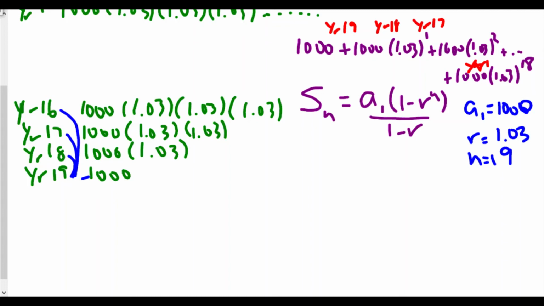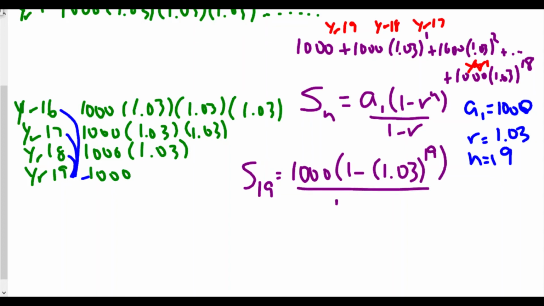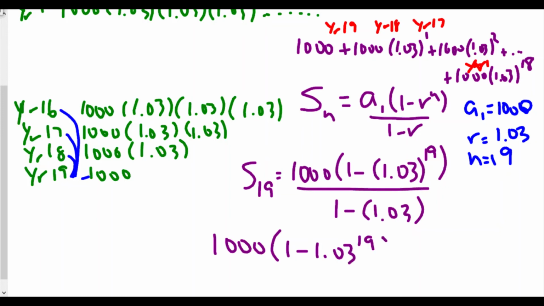So here we go. S of 19 is equal to 1,000 times 1 minus parenthesis 1.03 close parenthesis to the 19th power, all over 1 minus parenthesis 1.03. Do you need the parenthesis? No, not really. If you type this in the calculator, you do 1,000 parenthesis 1 minus 1.03 to the 19th, close parenthesis, divide by open parenthesis, 1 minus 1.03, close parenthesis. You can do without the double parenthesis here because it's not a negative number or a fraction.